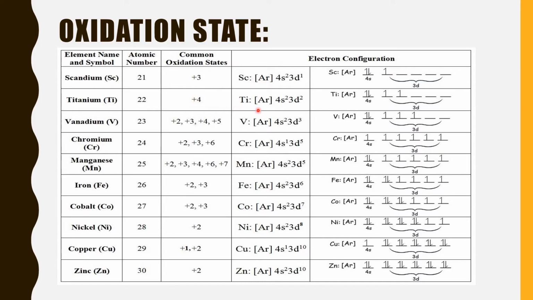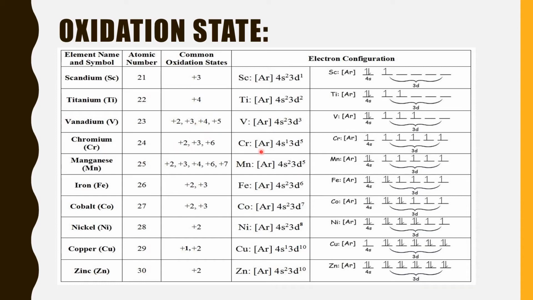For titanium, we know the configuration is argon 4s2 3d2, so put 2 electrons in 4s and 2 electrons in 3d. If it loses these 4 electrons, it becomes stable, so the oxidation state is +4. For vanadium, it expresses variable valency: +2, +3, +4, and +5.